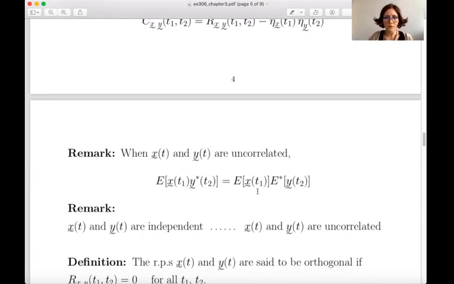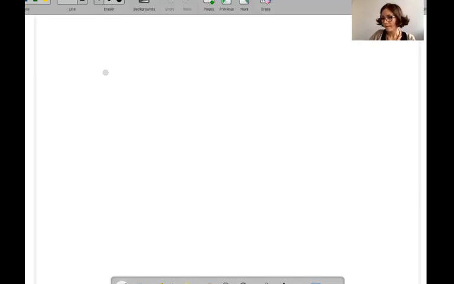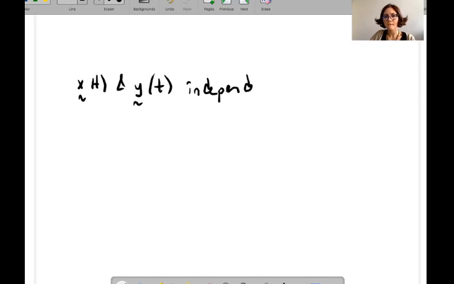So if we just summarize what we should write here: for two random processes, x of t and y of t, if x of t and y of t are independent, this implies that x of t and y of t are uncorrelated.